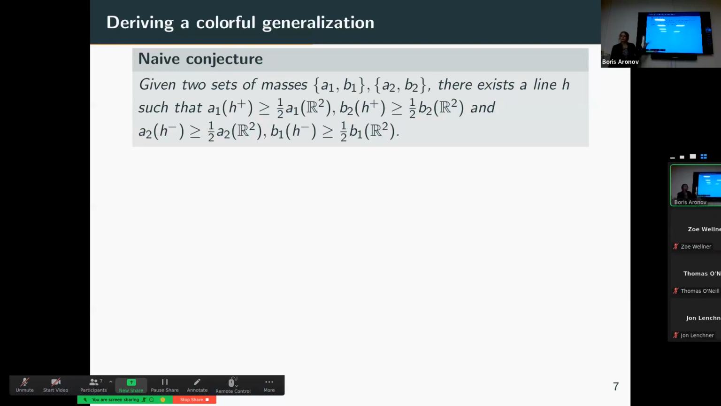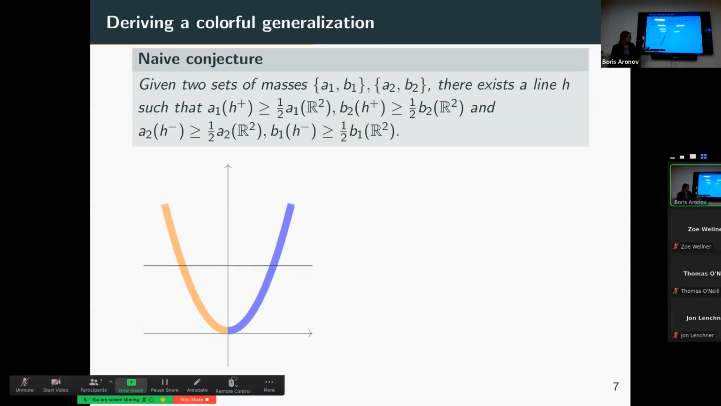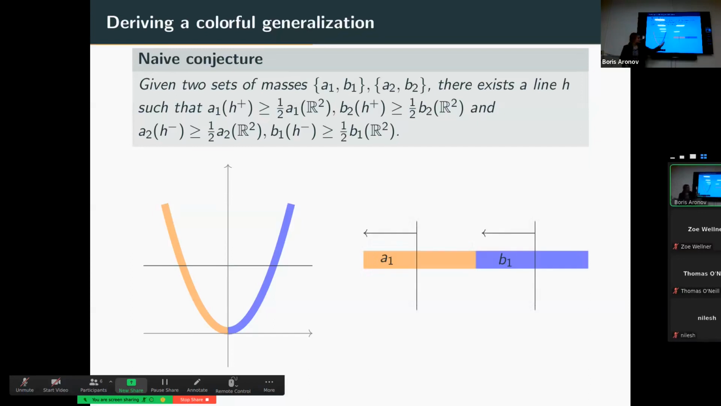So that seems like a pretty nice direction to go in, but unfortunately it is false. If we arrange our masses along the moment curve, which in R^2 is just the parabola, then any hyperplane is just going to intersect it in exactly 2 points. So we can consider our masses, without loss of generality, for A_1 and B_1 to just be arranged in this way.